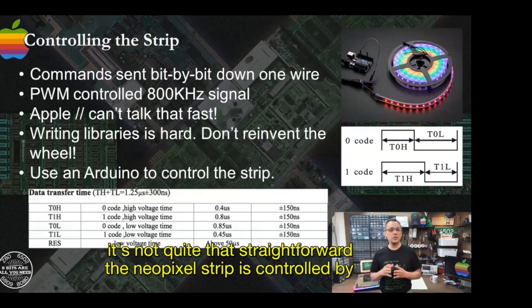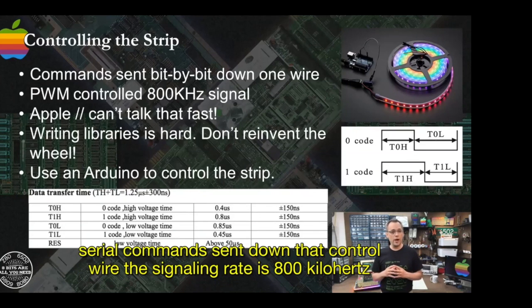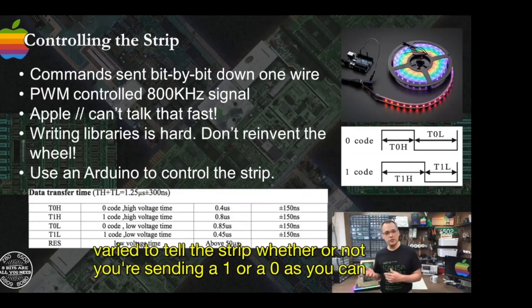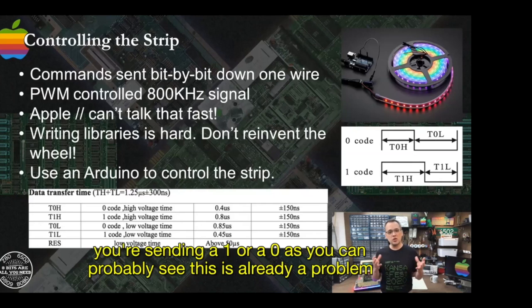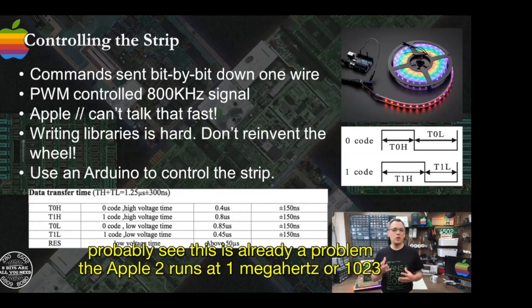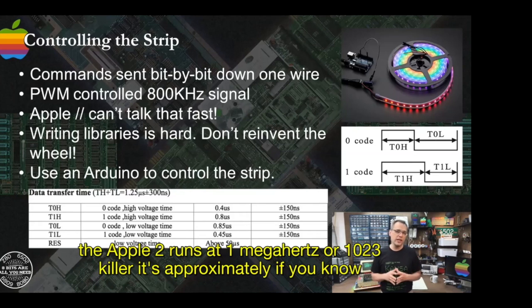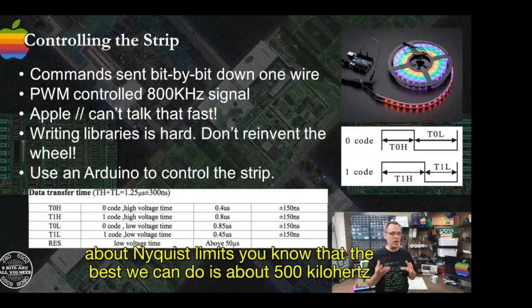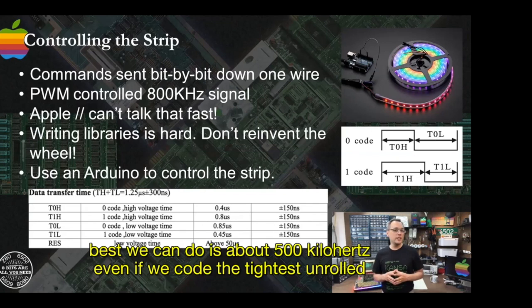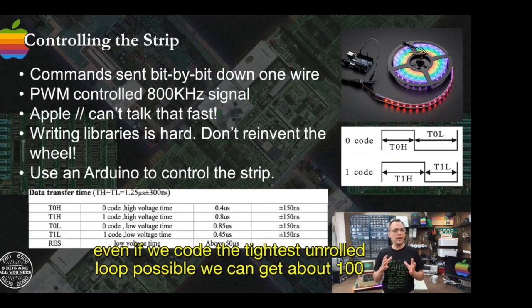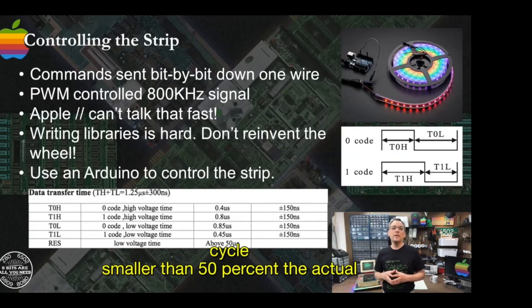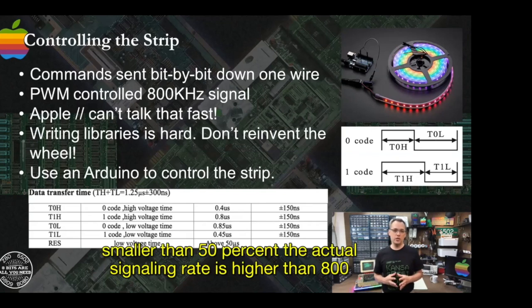The NeoPixel strip is controlled by serial commands sent down that control wire. The signaling rate is 800 kHz, and the duty cycle of the signal is varied to tell the strip whether or not you're sending a 1 or a 0. As you can probably see, this is already a problem. The Apple II runs at 1 MHz, or 1023 kHz, approximately. If you know about Nyquist limits, you know that the best we could do is about 500 kHz. Even if we code the tightest unrolled loop possible, we can get about 100 kHz. Considering that we need duty cycles smaller than 50%, the actual signaling rate is higher than 800 kHz.